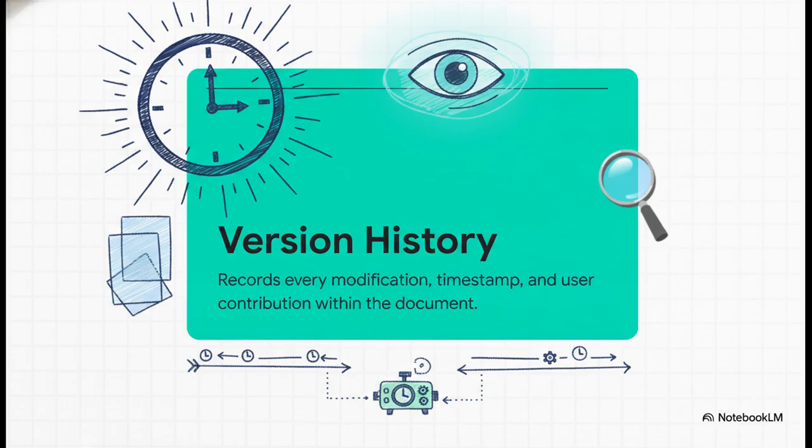You'll find this tracking feature under the File menu. It records every single modification, timestamp, and user contribution within the document. It acts as an omniscient grader, tracking absolutely everything that happens in the file from the exact moment it's created. It's basically a time machine for your spreadsheet.